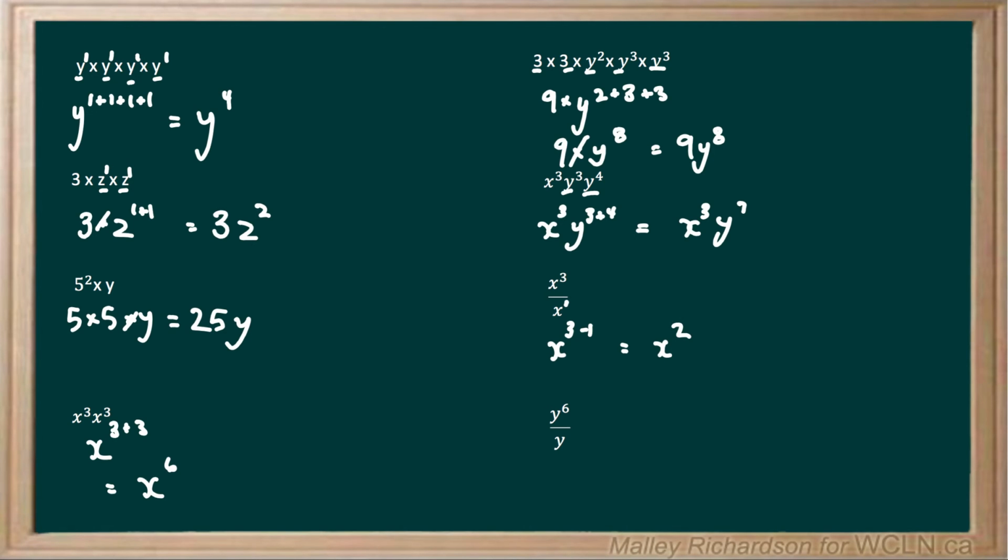And then our final question is y to the power of 6 divided by y. Again, this bottom y has an exponent of 1, and because they have the same base, we can subtract their exponents. So we have y to the power of 6 minus 1 gives us our final answer of y to the power of 5.